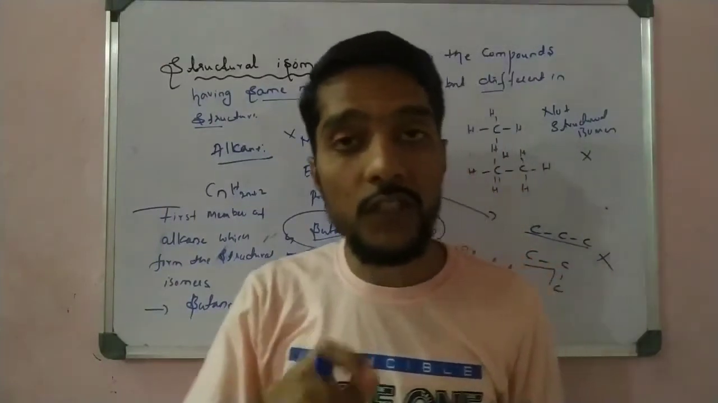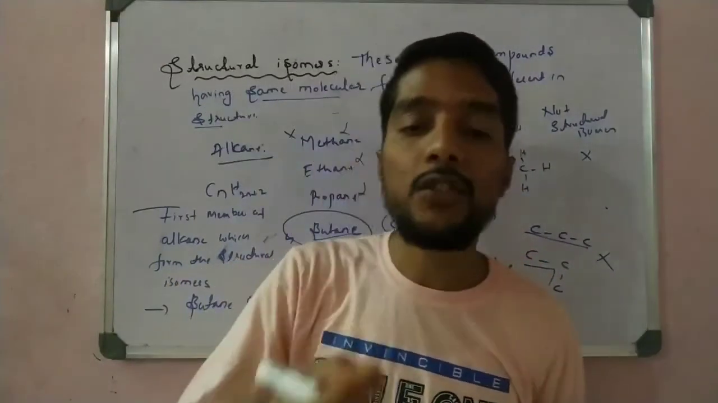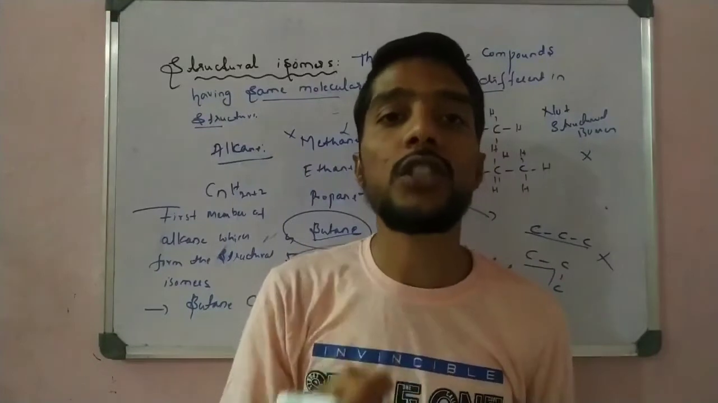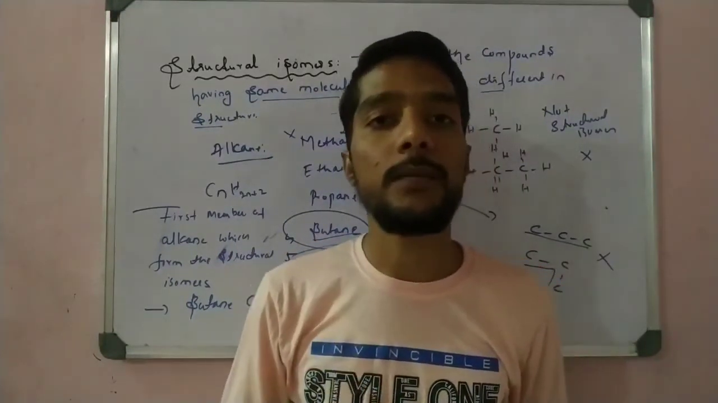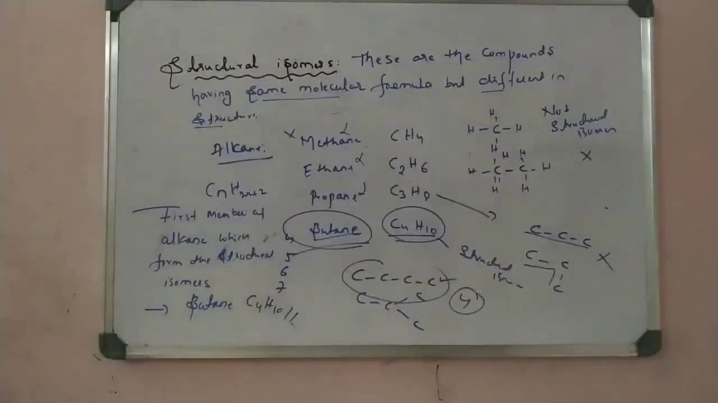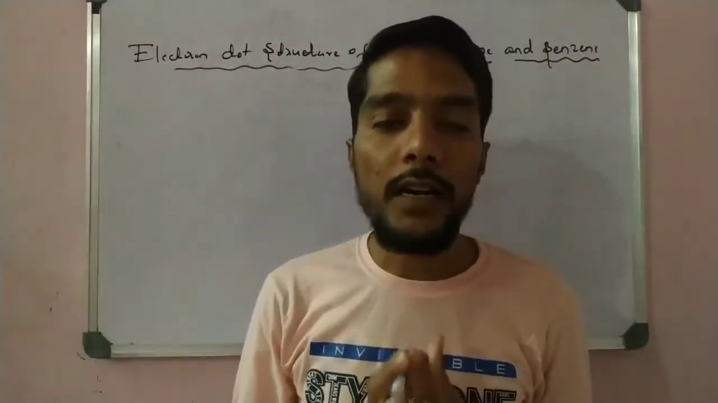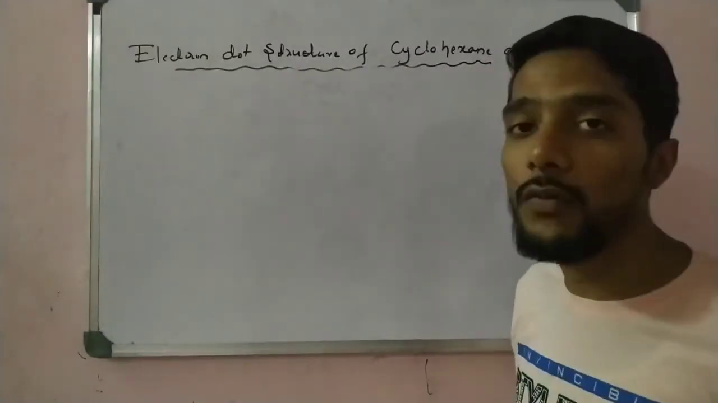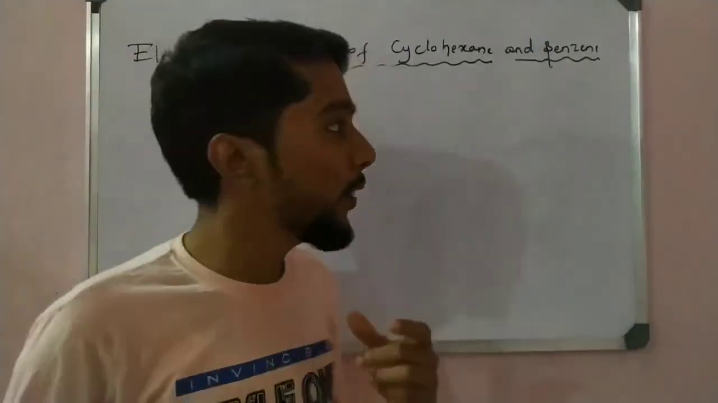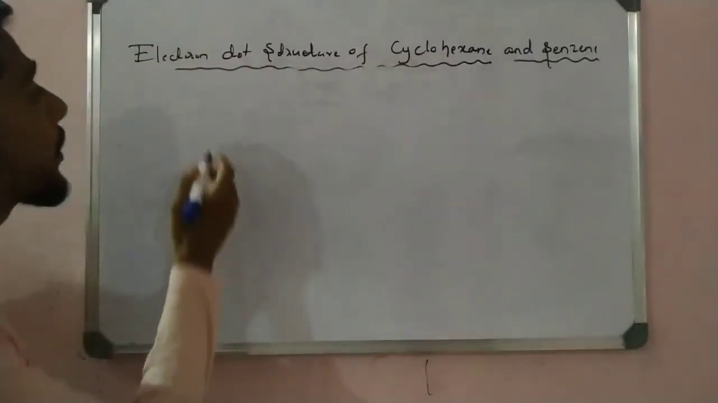So this is the first concept of this video, and the next concept is about the electron dot structure of cyclohexane and benzene. Okay, let us start this other very important concept of this video. The second concept is the electron dot structure of cyclohexane and benzene. So first let us take cyclohexane.